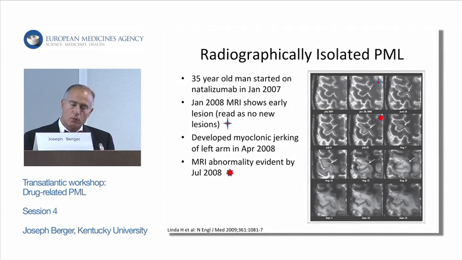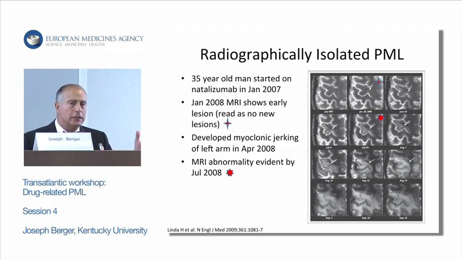And another patient whose scans you saw earlier, by the way, I think Professor Gold showed them, was the Linda case. So this was also published in the New England Journal. Here's a 35-year-old man. He started on natalizumab in January of 2007. In January of 2008, so this picture right here, they didn't notice it until they went back and looked at it retrospectively. There's this little white matter lesion that's developing.